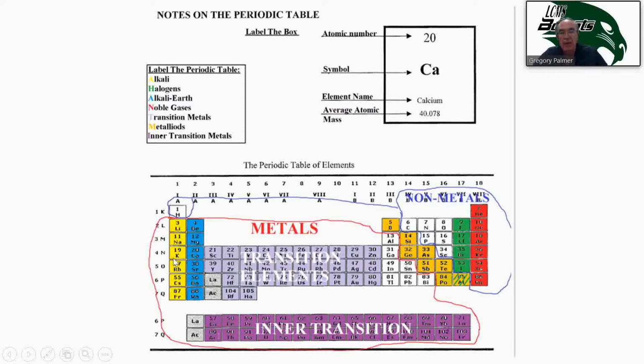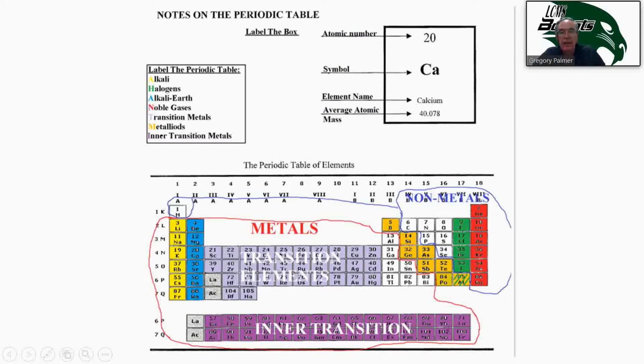I made the alkali metals yellow. The halogens here are green, and there are green lines to astatine, but it's also along here where the metalloids are. The noble gases are over here, they're red. The alkaline earth metals are these ones that are blue. Transition elements are in here, in this light purple color. The inner transition metals, sometimes also called rare earth, are down here. I made them these purple ones.